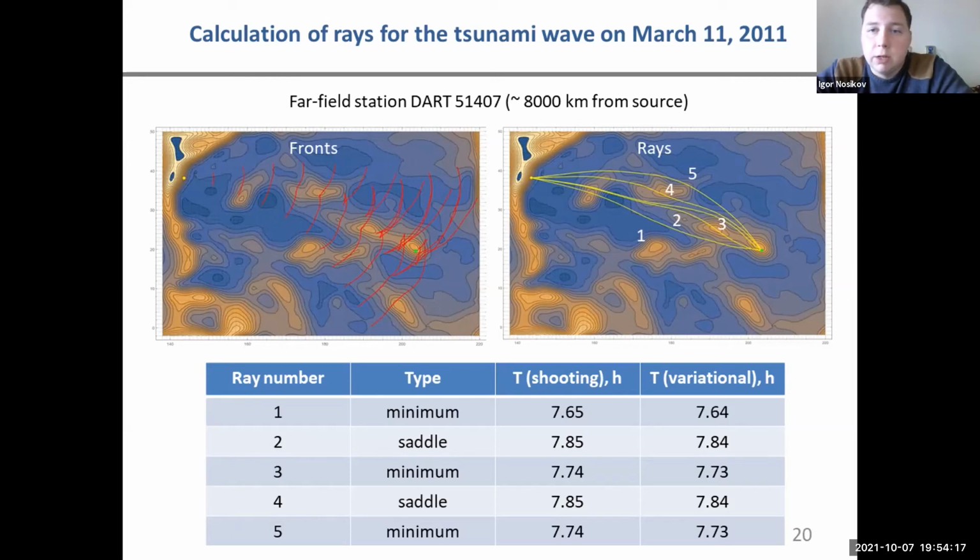Here we can see 5 rays, and in the table you can see the information about these rays: the number of the ray, the type of each ray calculated by the variational approach, and we can compare the travel time calculated by the two methods. And we can see that the difference between the two methods is approximately 1 minute, which is, in our opinion, very good agreement between the two numerical methods.